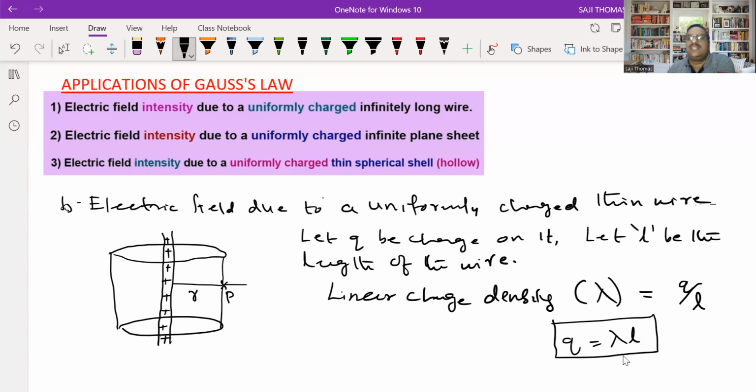Why are we imagining this cylinder? Because Gauss's law was applicable only for closed surfaces, right? We need to have a closed surface. Charges must be inside it. Now, you imagine a small area surrounding the point P. Electric field at the point is directed outward. You know, for a positive charge the electric field is outward from the charge, right? If you take the normal, the area vector direction is the normal direction. So area vector direction is also along the field direction.